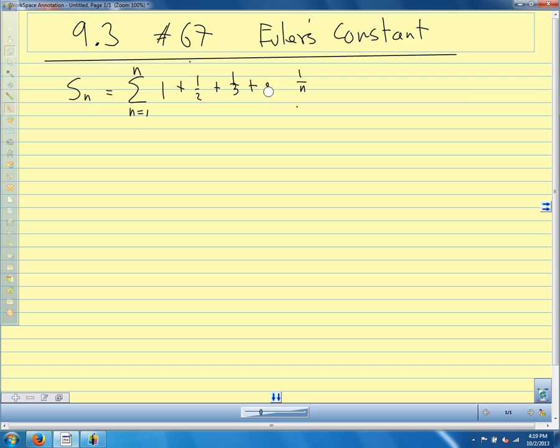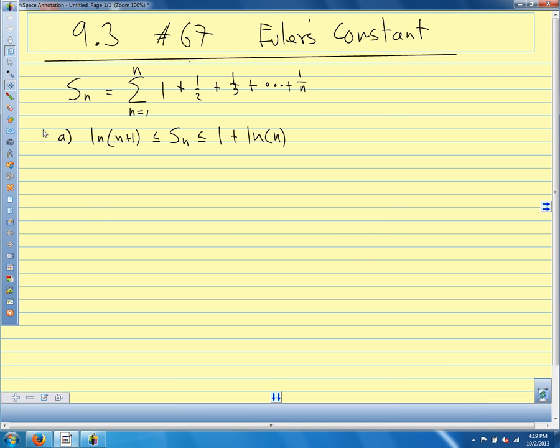So the key to this problem is looking at an integral and relating that to the area of inscribed and circumscribed rectangles. So part A asks us to show that the natural log of n plus 1 is less than or equal to S of n, less than or equal to 1 plus the natural log of n.